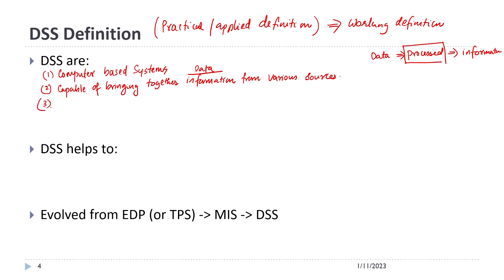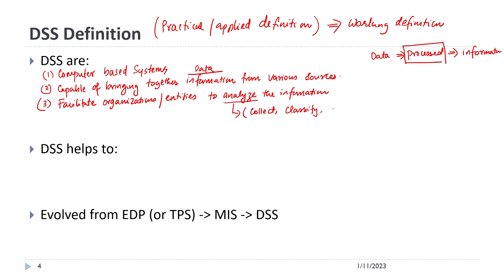Then the third aspect is to facilitate organizations or entities, or individuals to analyze the information. The analysis word, I am going to elaborate a little bit on this word. It is not just analyze. I would basically say, you can think about it as collect, classify, segregate, then group, etcetera. So many things you can do. Analysis is not just taking a numerical value out of it. You are able to do different actions on this information, right?